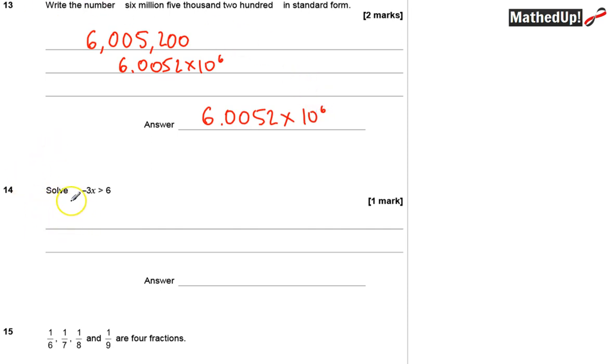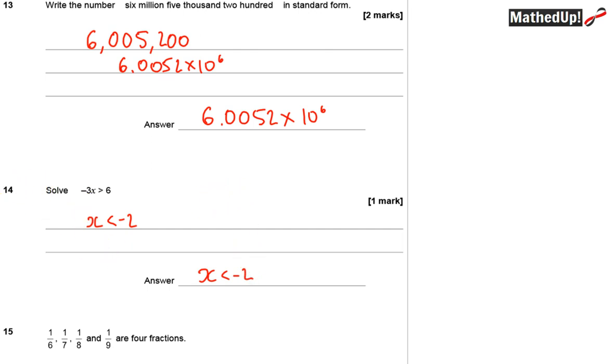Question 14, we need to solve negative 3x is greater than 6. So in order to solve this, I need to divide both sides of this inequality by negative 3. If I divide by negative 3, the left hand side is going to become x, the right hand side is going to become negative 2. But because I've divided by a negative number, the inequality is now going to be facing the opposite direction, so it's going to become a less than. So what we're saying is that x has to be less than negative 2, and that's going to be my answer.